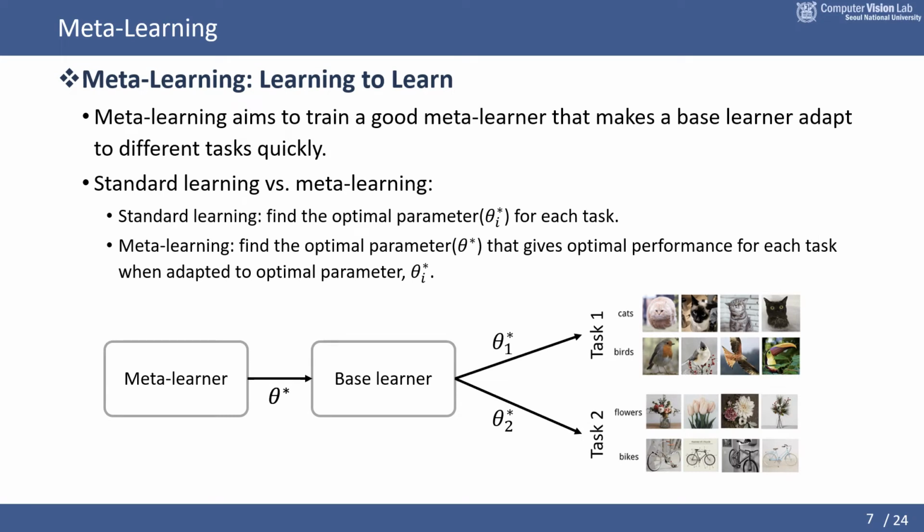Let me first briefly explain the concept of meta-learning. Meta-learning aims to train a good meta-learner that makes a base learner adapt to different tasks at inference, while the standard supervised learning focuses on finding a single optimal model parameter that gives optimal performance for all tasks. Meta-learning aims to find the learning algorithm that fine-tunes a base learner to each task such that each fine-tuned model gives the optimal performance for that task.